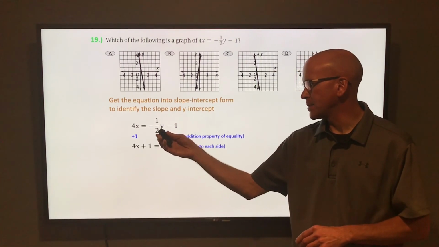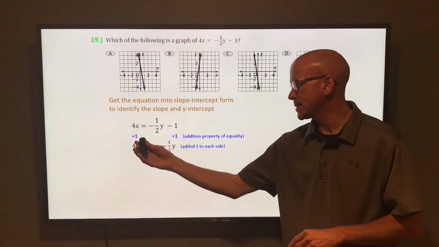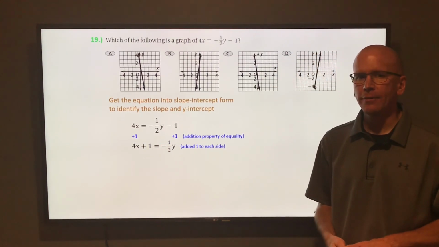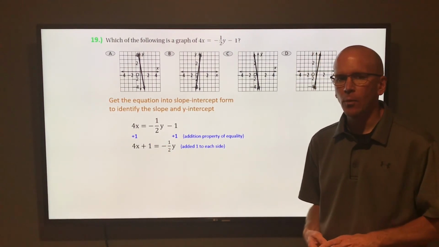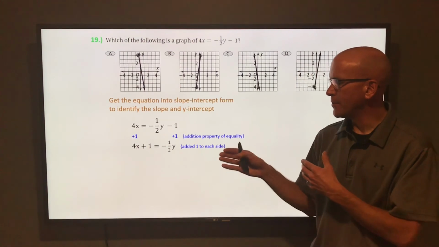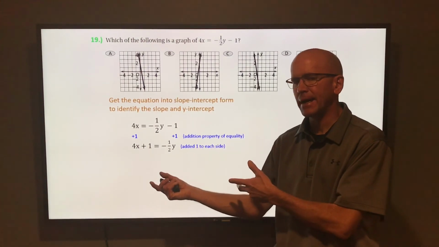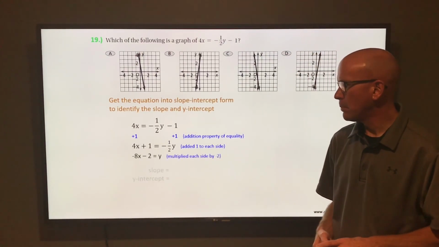So we want to get the y by itself. To do that, we're going to move the -1 to the other side by adding 1 to both sides. And when you do that, you get 4x plus 1 equals -1/2 y. So now we need to move that -1/2 to the other side, get it away from the y. Remember, when you divide by a fraction, you're multiplying by the reciprocal. So really, we're dividing by -1/2, but you could think of that as multiplying both sides by -2.